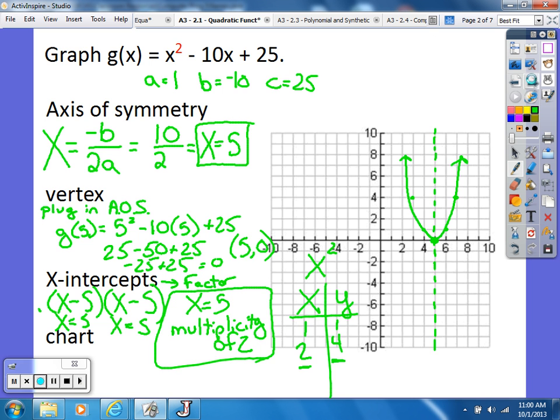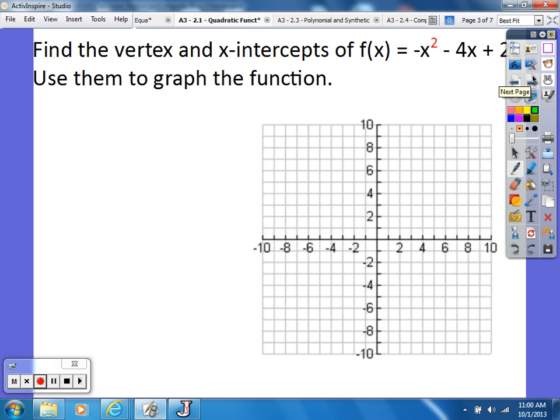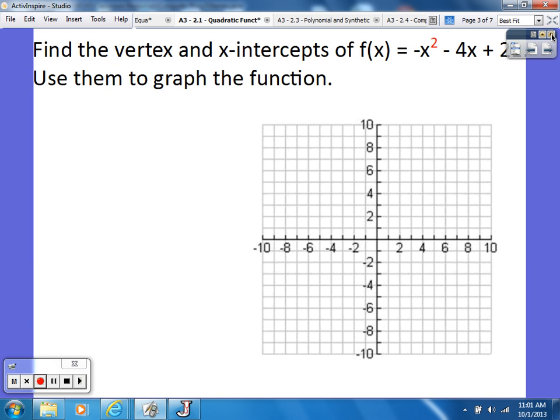Okay. So, I do have another one, so you do need a second graph, looks like. And I want you to do the exact same thing. Find the AOS, find the vertex, find the x-intercept, all of that.